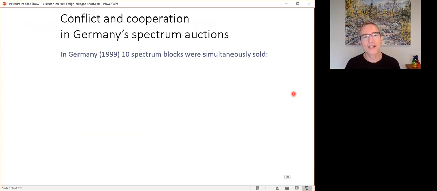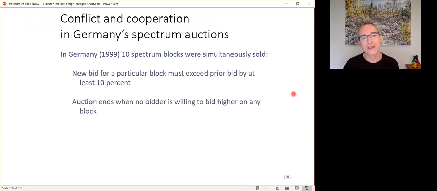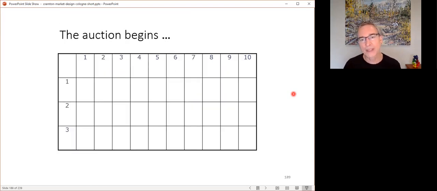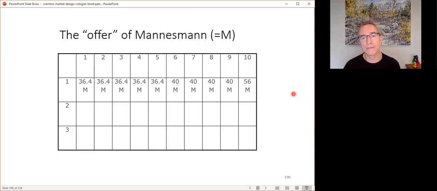Germany had one spectrum auction in 99 where they were auctioning 10 blocks simultaneously, and it looked very much like the exercise that we performed earlier in the class. The auction ends, so we've got 10 blocks. The bidders bid for each of the 10 blocks separately. They're identical items. The auction ends when no bidder is willing to bid any higher. So what actually happened?